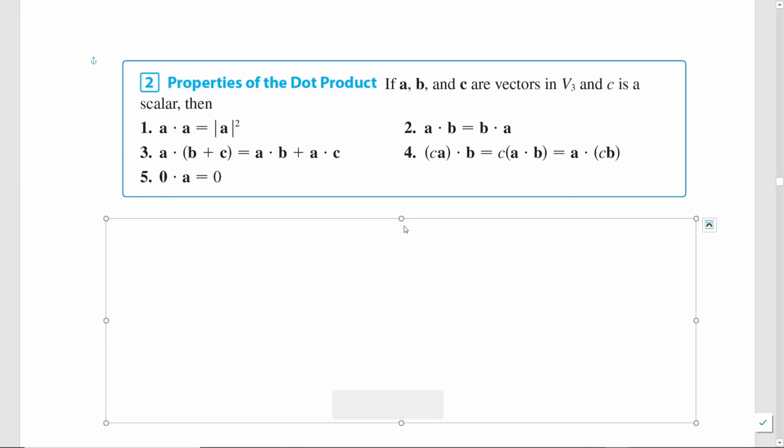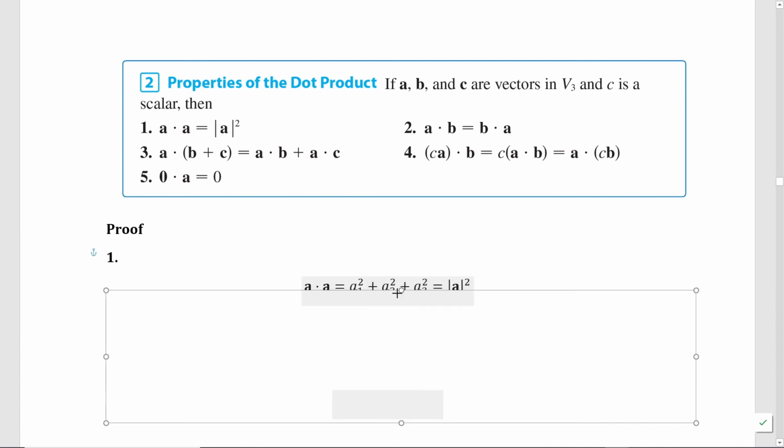Let's prove some of them. So we can consider A is a vector of a three-dimensional space with components A sub 1, A sub 2, and A sub 3. Then by definition, the dot product of A with itself is simply the sum of the squares of the components of A, which is simply by definition the square of the magnitude of A. This is the end of the proof of 1.